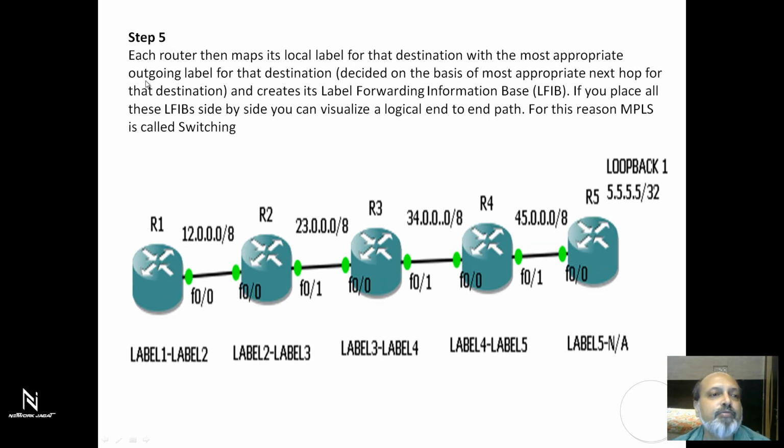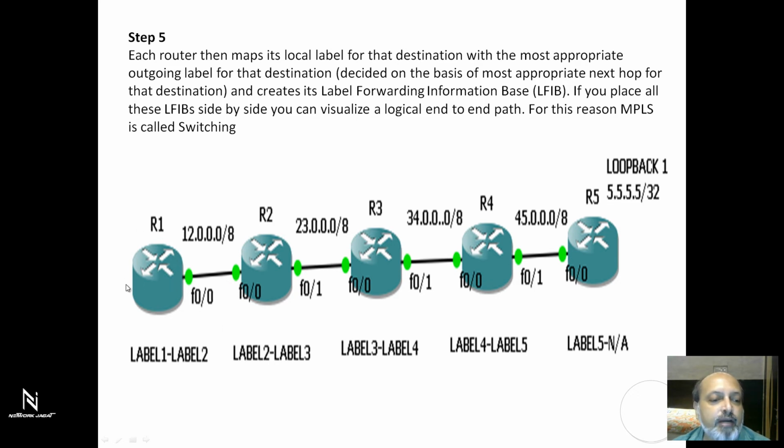Now in step 5, each router then maps its local label for that destination with the most appropriate outgoing label for that destination. This is decided on the basis of the most appropriate next hop for that destination and creates its label forwarding information base, or LFIB. If you place all these LFIBs side by side, you can visualize a logical end-to-end path. For this reason, MPLS is called switching. This is a very important paragraph and a very interesting one also.